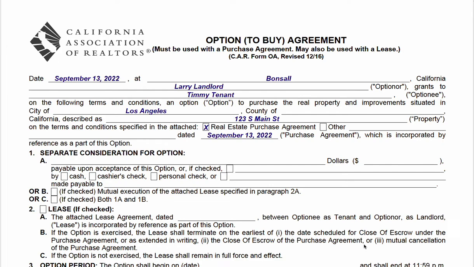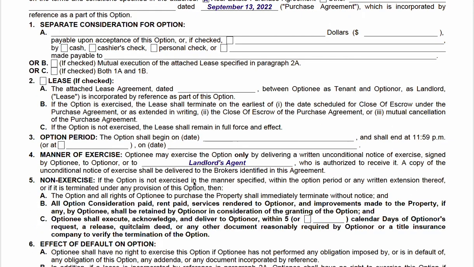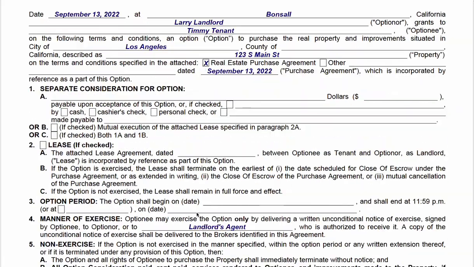This is a tutorial on the option agreement, CAR Form OA, often used with lease option agreements, sometimes with wholesaling. It's a 3-page form. I'll go through it and I'll explain, and we'll get started.